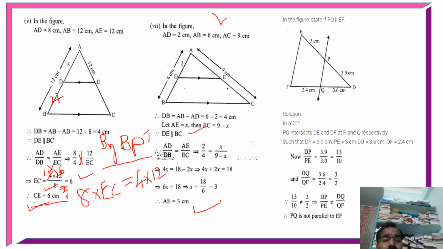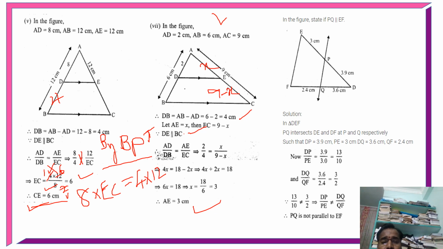So here, DB is nothing but 6 minus 2, because the total length is 6 and the small length is 2. So DB is 6 minus 2, 4 centimeters, and AE we don't know. If we take the AE value as x, then EC will be, as AC is given as 9 centimeters, 9 minus x. So according to the BPT theorem, basic proportionality theorem, please mention which theorem and which similarity you are applying, clearly. So by basic proportionality theorem, we got AD by DB equal to AE by EC.